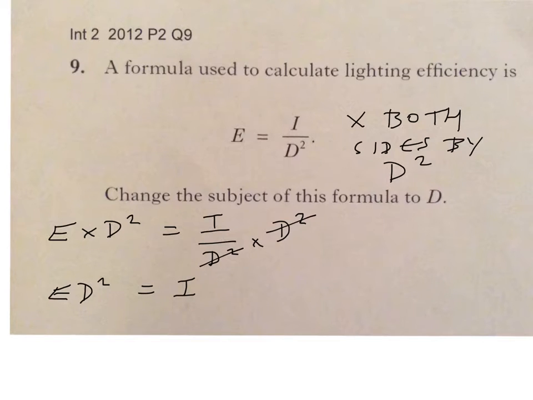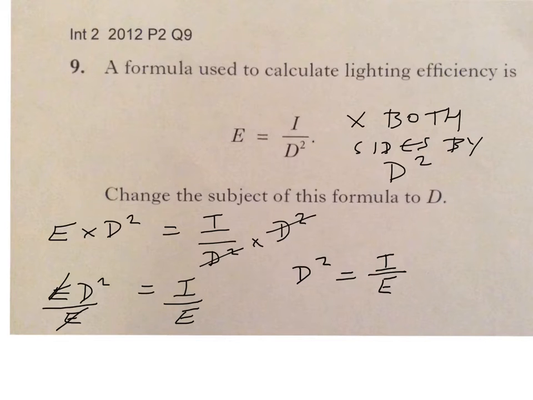Okay, so we'll leave this squared for the moment. Let's focus on the E. So it's effectively E times D squared. What's the opposite of times? It's divide. So let's divide both sides by E to get rid of that E on the left hand side. So we'll divide by E and divide by E. On the left hand side the E's cancel, so we're left with D squared equals I over E.